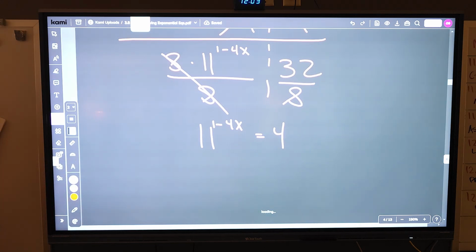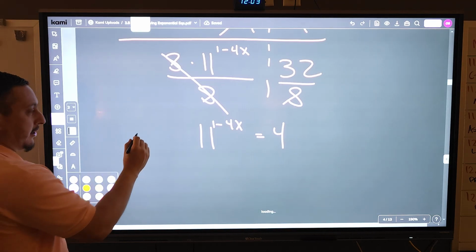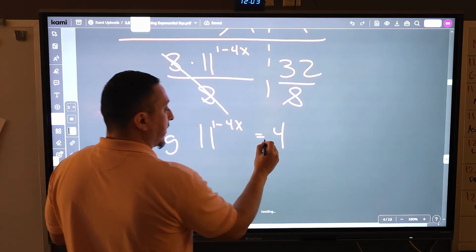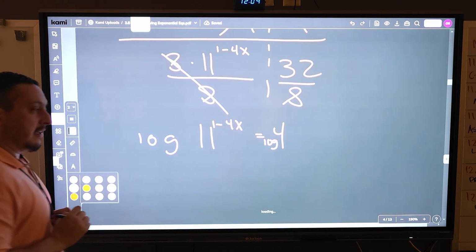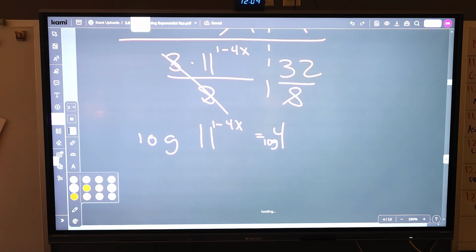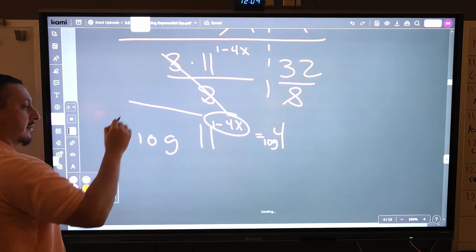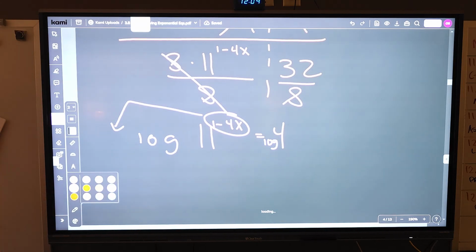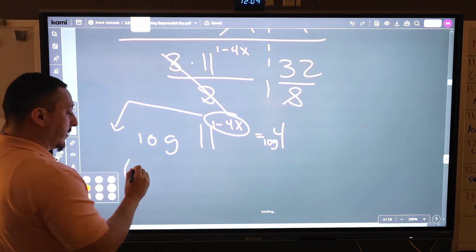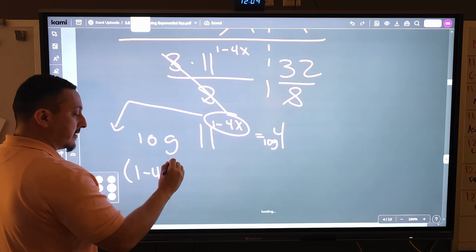Again, when you're doing these, it's not the same kind over and over, right? So we do the same base. Can you rewrite 11 as the base 4? No, so that's why it's not one of those. And that's why you log this side and you log that side. That allows you to bring the power to the front. And so now I have 1 minus 4x.